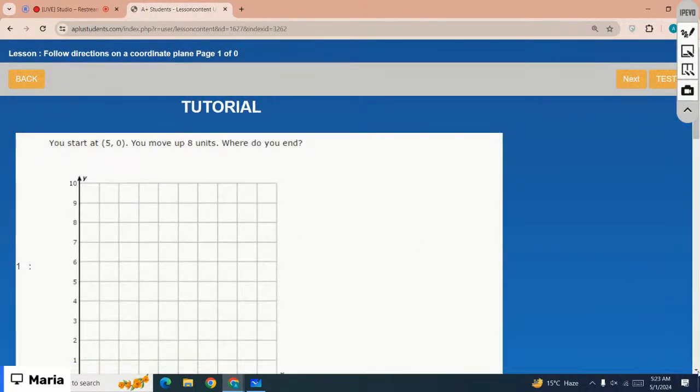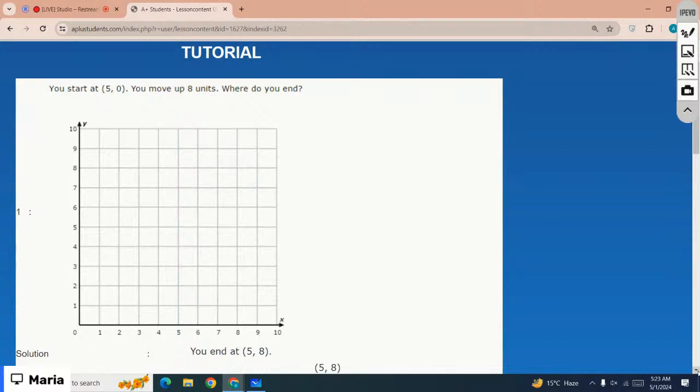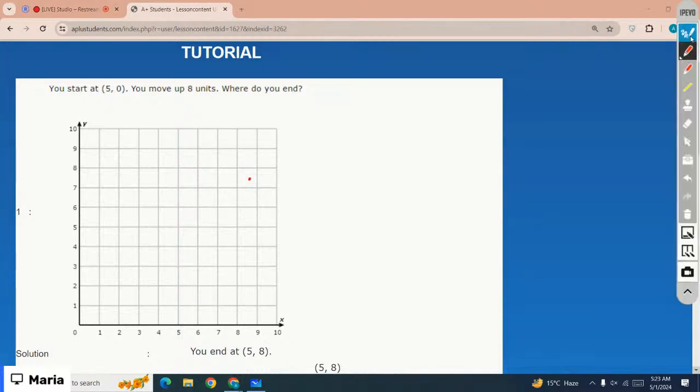You start at 5, 0, you move up 8 points. Where do you end? Basically you have to follow the directions. You start from 5, 0, right? X is 5 and y is 0. So here it is. You move up 8 points: 1, 2, 3, up to 8. That means here it is. So where do you end? X is 5 and y is 8, isn't it?